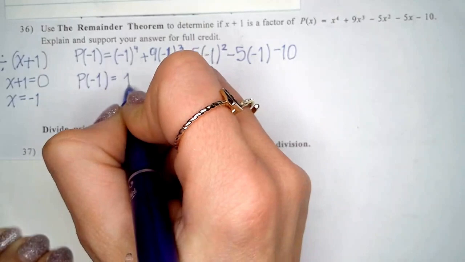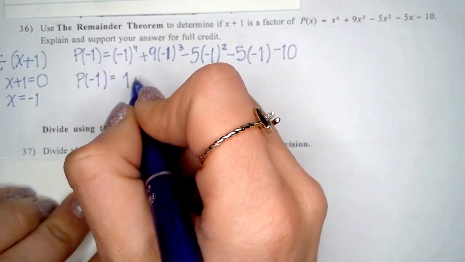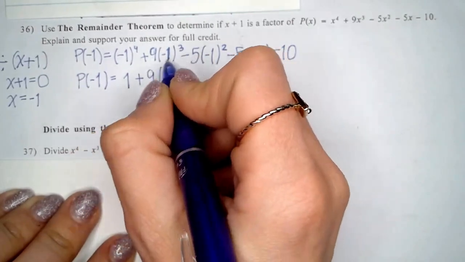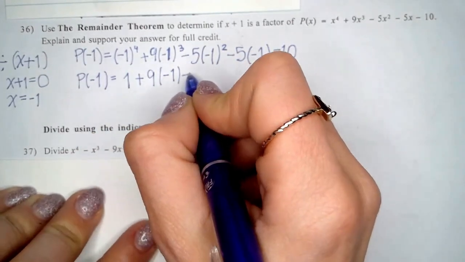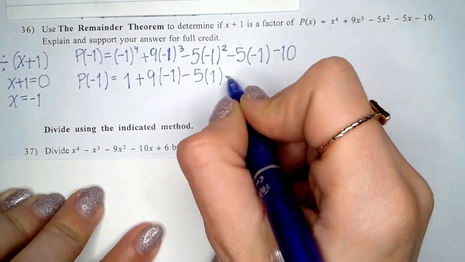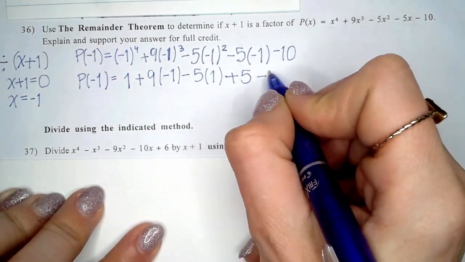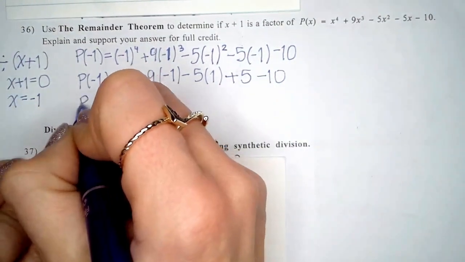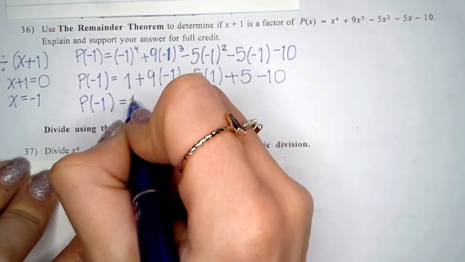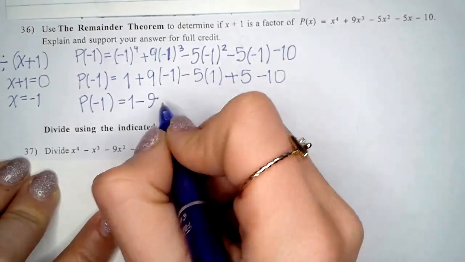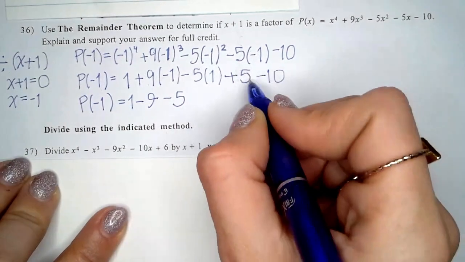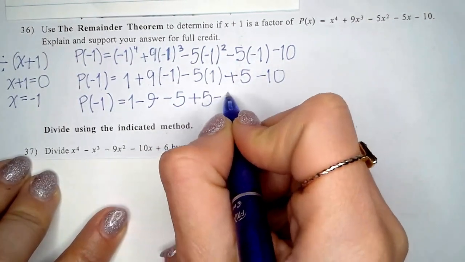Negative 1 to the 4th power is 1. And again, you could type this all on a calculator in one shot, but I'm just going to break it all down to practice. So 9 times negative 1 cubed is negative 9, minus 5 times negative 1 squared is negative 5. Negative 5 times negative 1 is positive 5, minus 10. I guess I'll just write it all out for now.